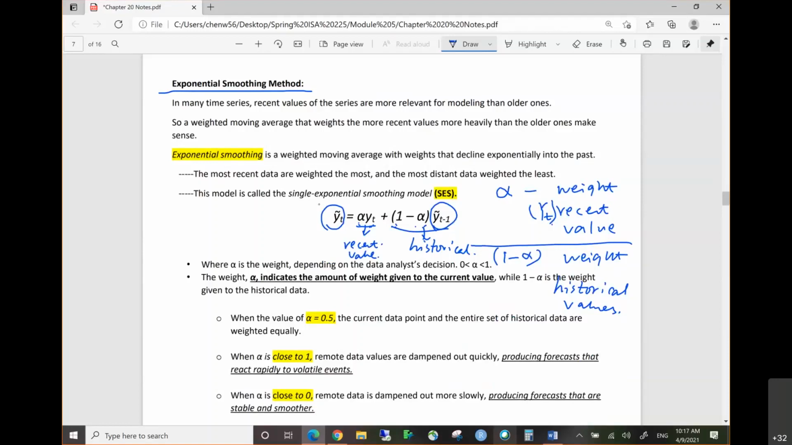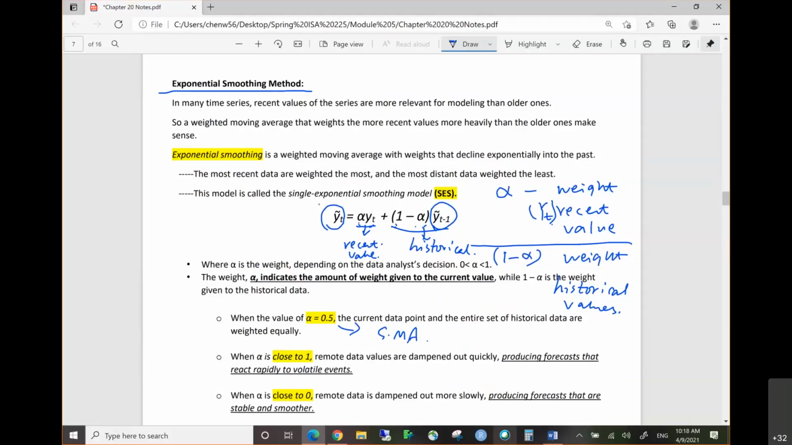So that means alpha equals 0.5 will just change to a simple moving average, right? Everyone has the same weight. And next, when alpha is close to 1, what does that mean? That means the weight assigned to the recent value is larger, so the recent value is more important in your prediction. Then your prediction will be very close to what you observed, very close to your observations, right?